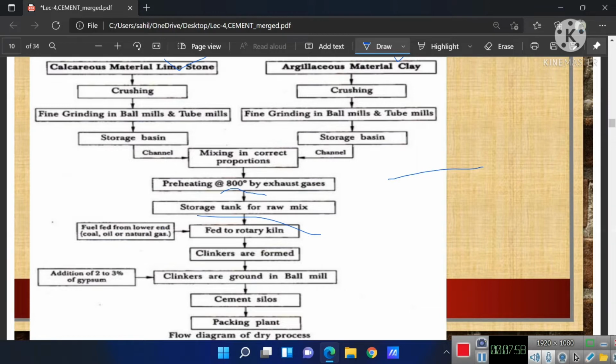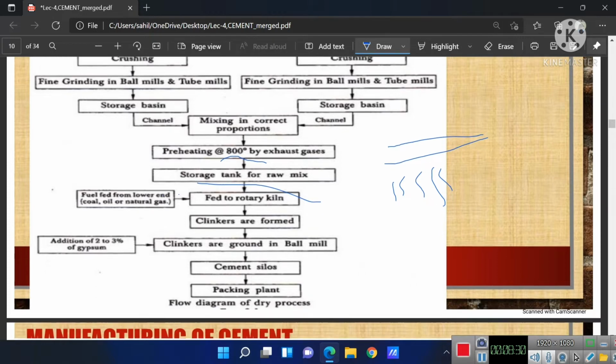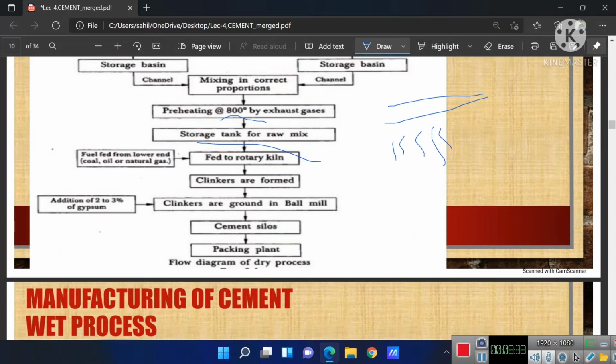Suppose this is a rotary kiln, and these are the fuel, which is basically thermal energy obtained from coal, etc. The rotary kiln revolves around an axis, and then clinkers are formed due to the rotary motion. The clinkers are ground in ball mills where 2 to 3% of gypsum is added, and then they are sent to cement silos and then the packaging plant.